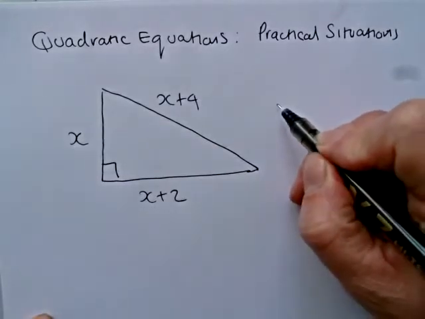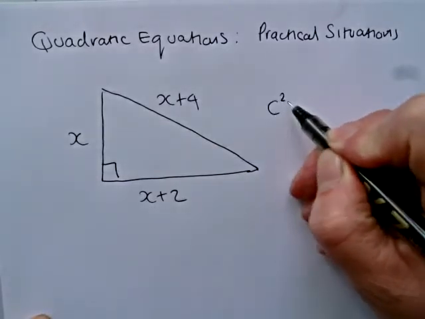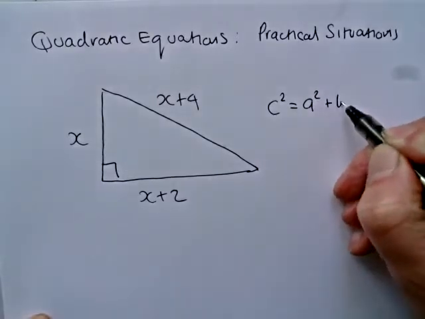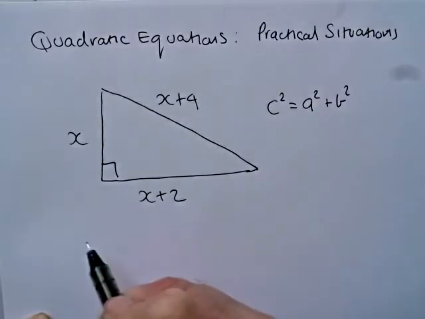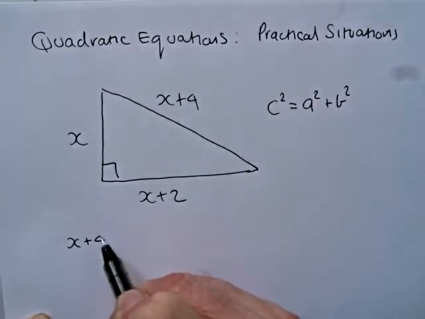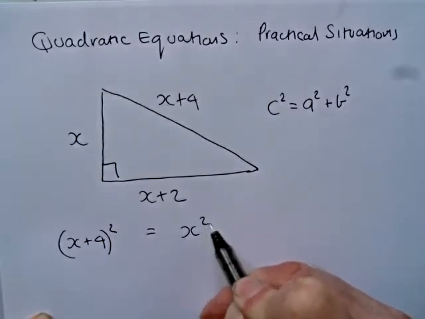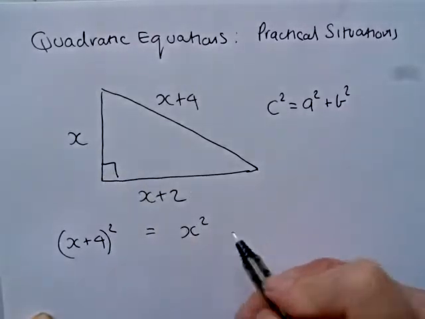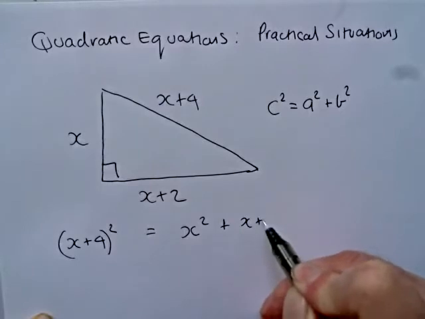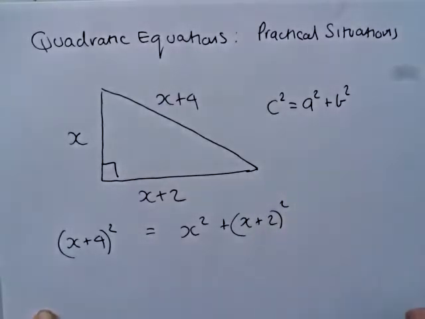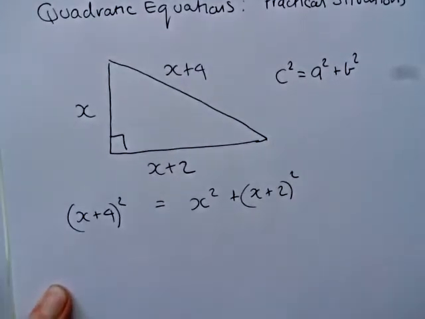Just to remind you, Pythagoras' rule tells us that the large side squared equals the sum of the two smaller sides squared. So if we take our large side, which is x plus 4, and we square it, this will be equal to x squared, which is one of the smaller sides, plus x plus 2 squared, which is the other smaller side. And we can form a quadratic equation from here.